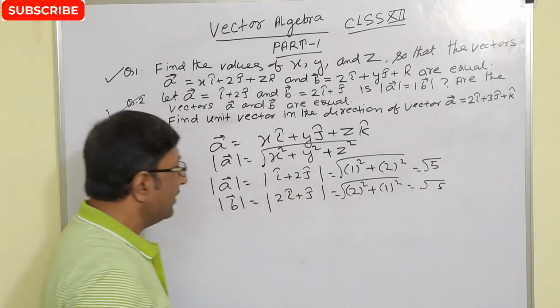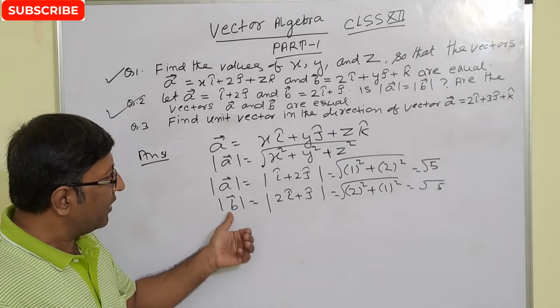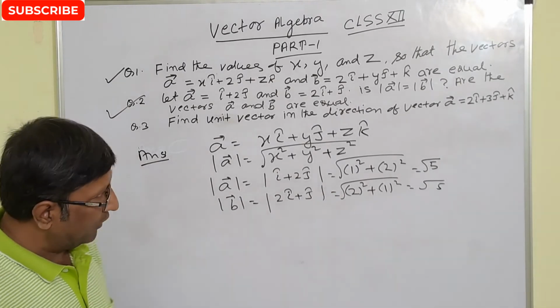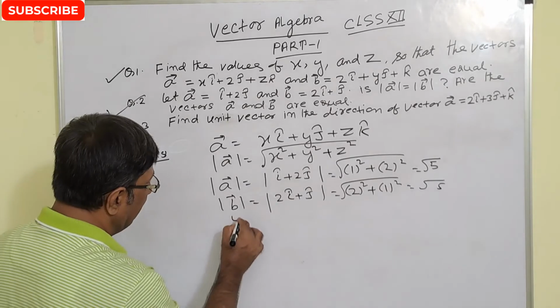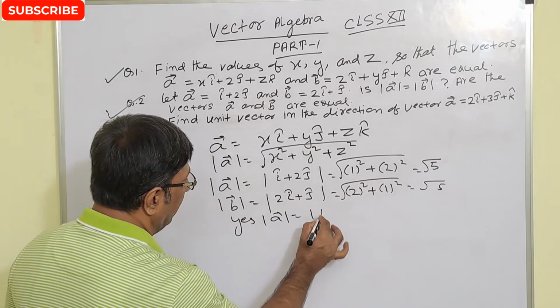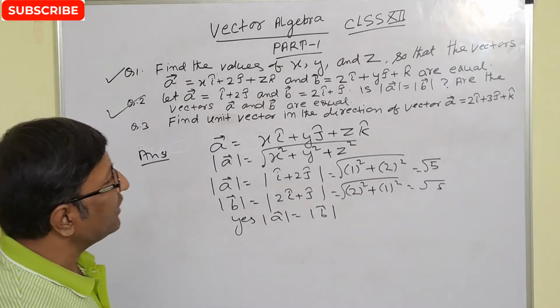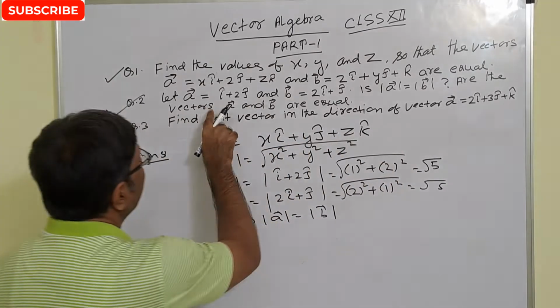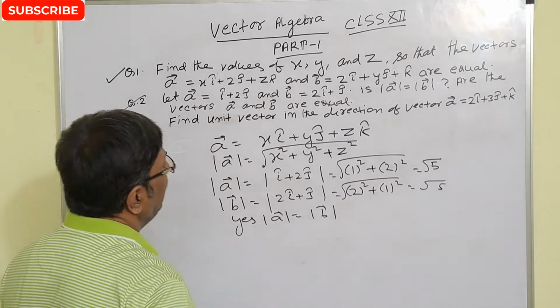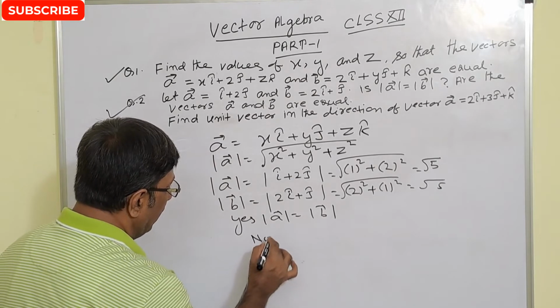So what we get? Magnitude of vector A is just equal to magnitude of vector B. Both are equal. So our answer is yes, magnitude of A vector equals magnitude of B vector. Now the second part is what? Are the vectors A and vector B equal? So no. Why? Not equal.